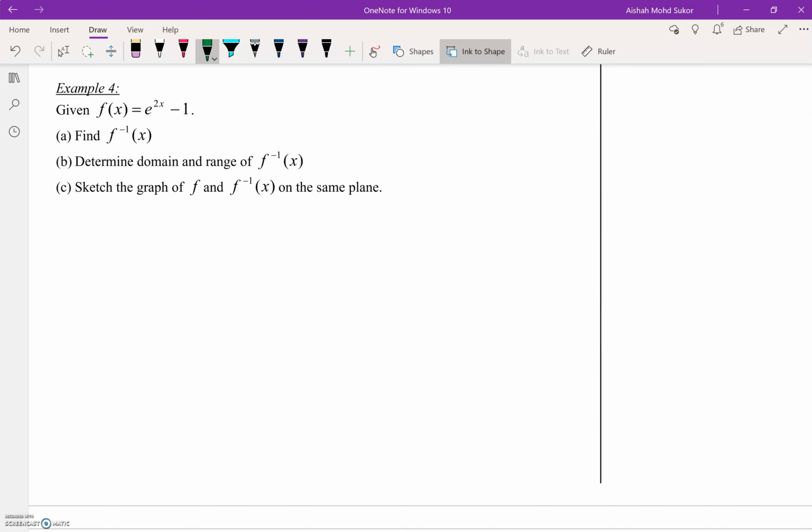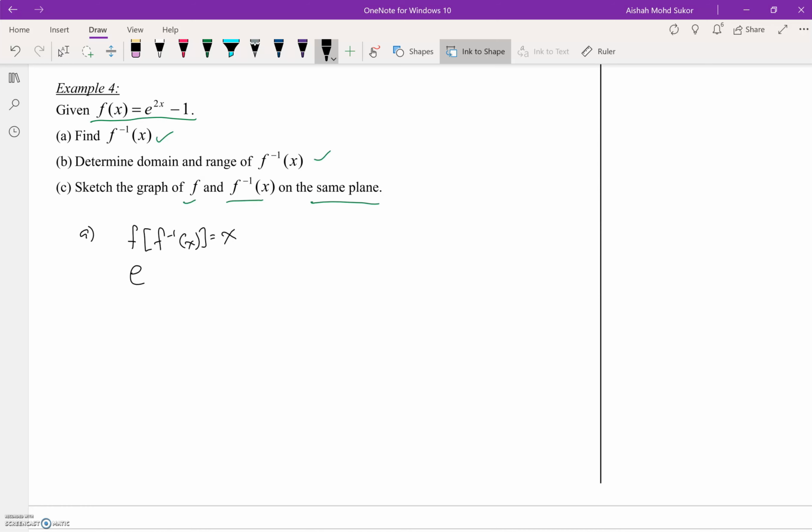Example 4. Given f(x) equal to e^(2x) minus 1, first we need to find the f inverse. Next, we need to determine the domain and range for f inverse. And we need to sketch the graph of f and f inverse on the same plane, or on the same axis. To find f inverse, we use f(f inverse(x)) is equal to x. We need to substitute f inverse into the f function.